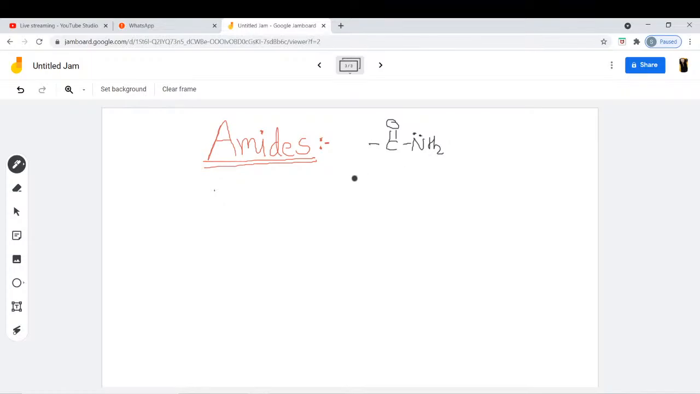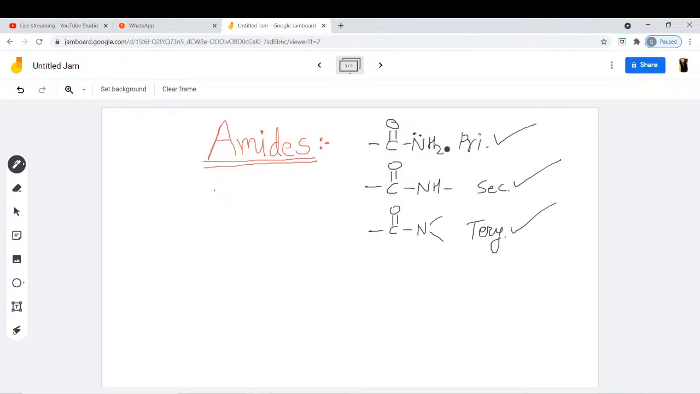See here, in this case also amides are primary, secondary, and tertiary. These are the primary amides. Here the hydrogen atom is replaced, like C double bond O NH, and here will be some alkyl or aryl group. So it will be a secondary. And if there is a C double bond O and only nitrogen here with two single bonds, it will be a tertiary.